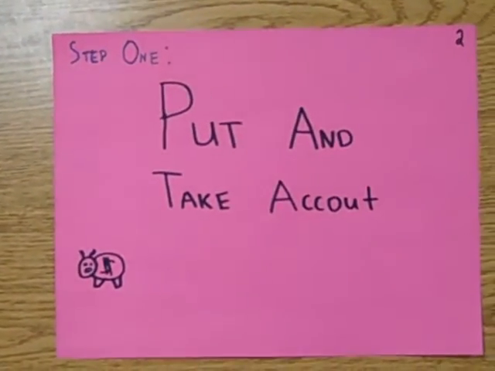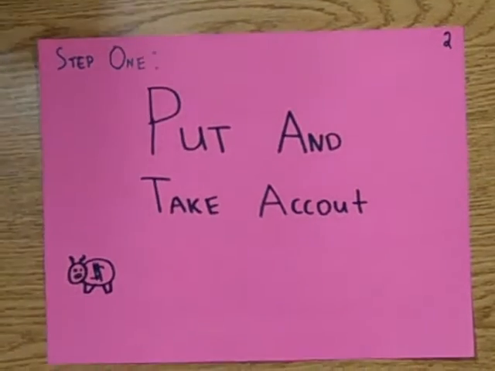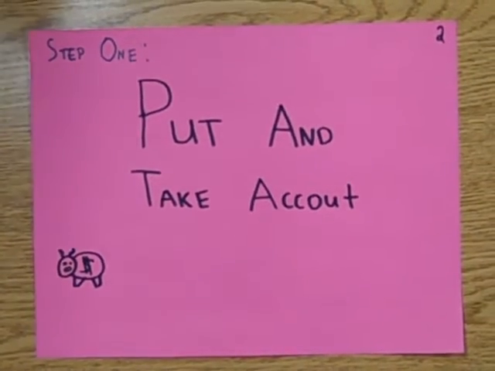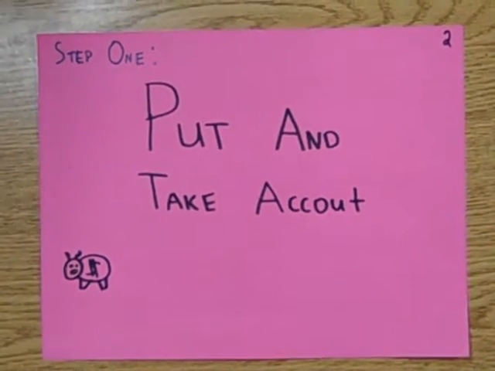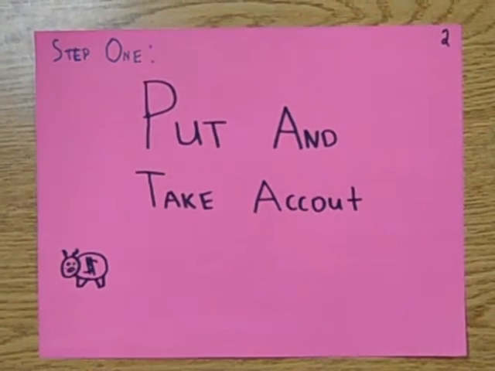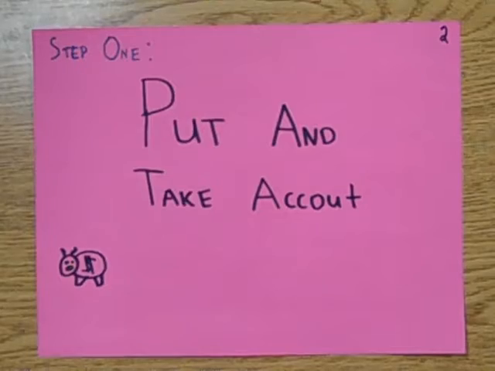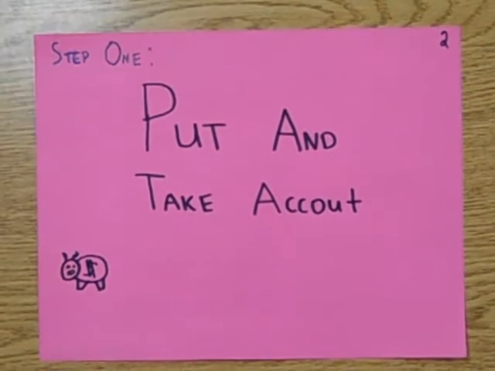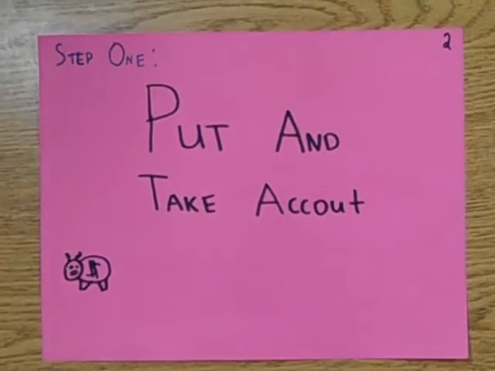Step 1, put and take account. This is the first stage of investing, and it's creating a put and take account. This holds the money that you're going to need immediately and should hold between $600 and $1,200, and it's low risk.